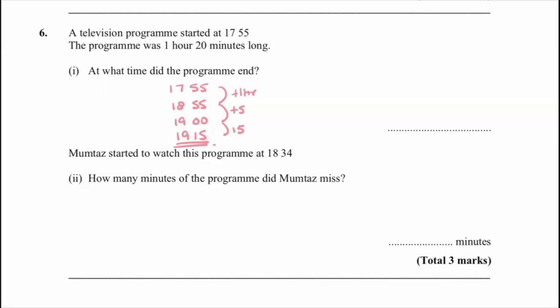Okay, so we're starting to watch the program after it's already begun. We've got to work out how much of that program has been missed. Program started at 17:55. He doesn't start watching it until 18:34. So I'm going to add 5 to get to the 1800, add 34 to get to 18:34, and then I can just add those minutes up. So he is 39 minutes late to the program.